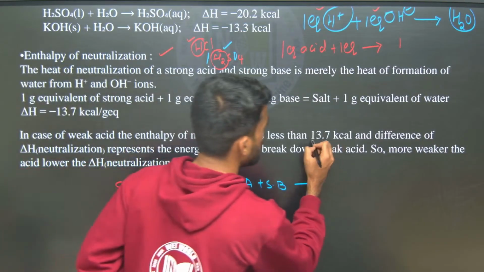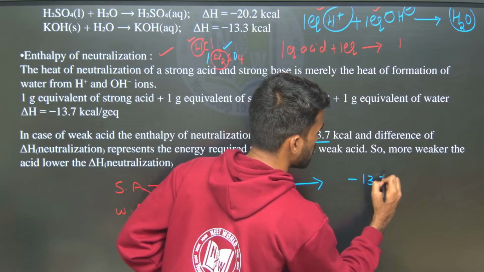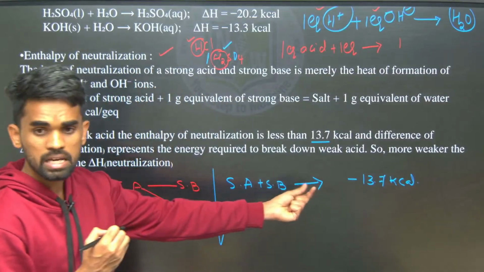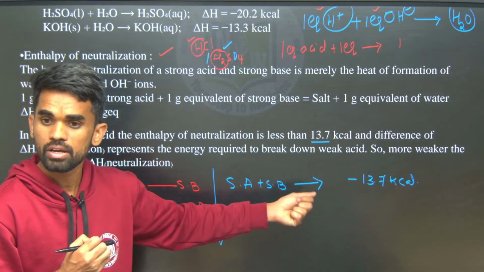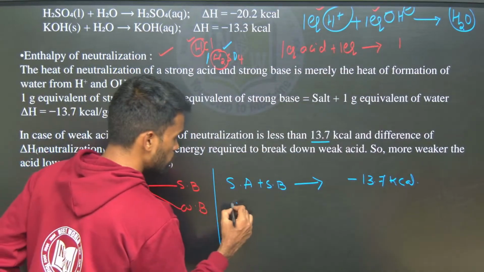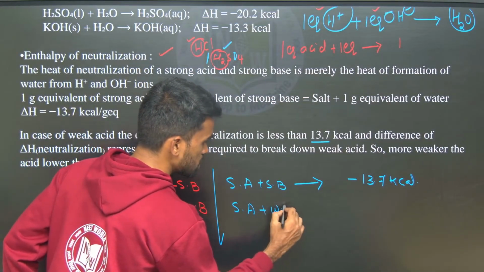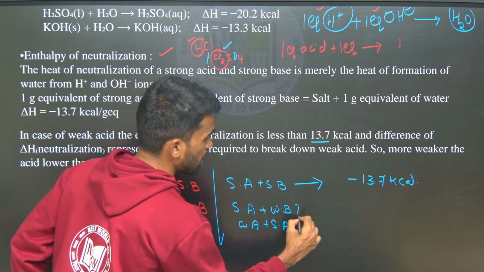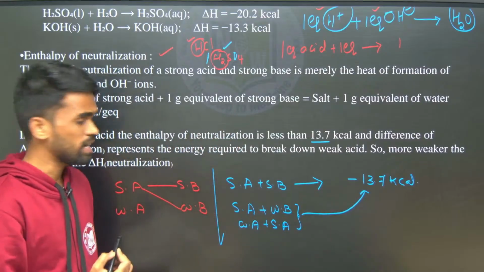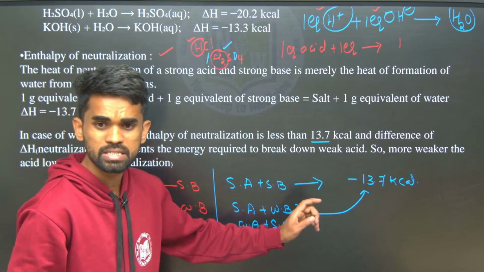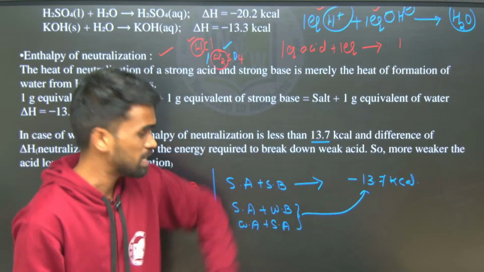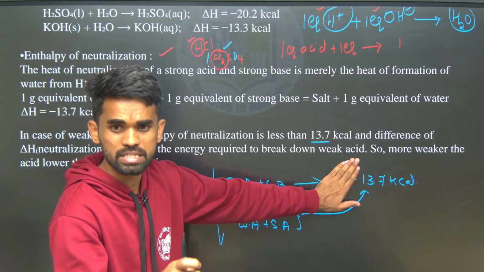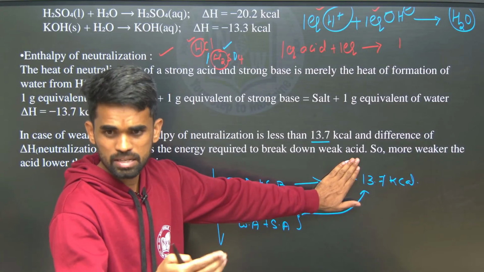That is equal to around minus 13.7 kilocalorie. This is the amount of heat released when strong acid plus strong base undergo neutralization. Now whenever you take strong acid plus weak base, or weak acid plus strong base, the heat evolved will be lesser than this. Lesser than this means just ignore the negative sign. It will be something like minus 12.7 or minus 10, something like that.